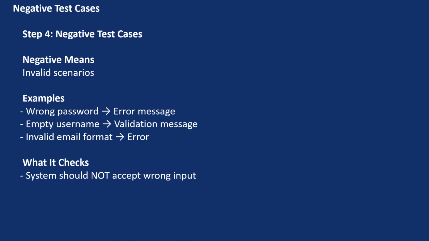In the next step, we will be going to check the negative test cases. So negative means invalid scenarios. For example, if I give a wrong password, we should get an error message. With empty username, we should get some validation message. And with invalid email format, we should get an error. So this checks system should not accept wrong input.